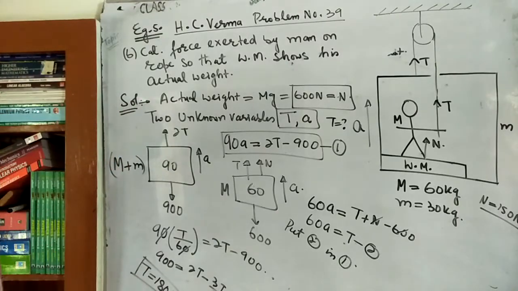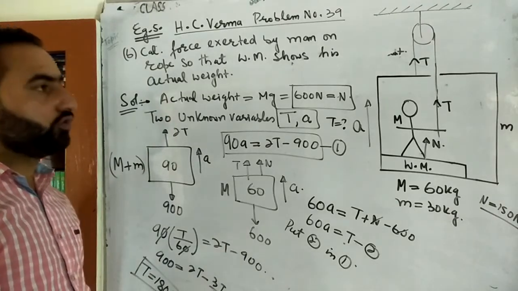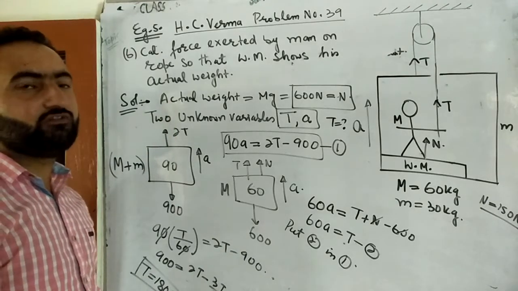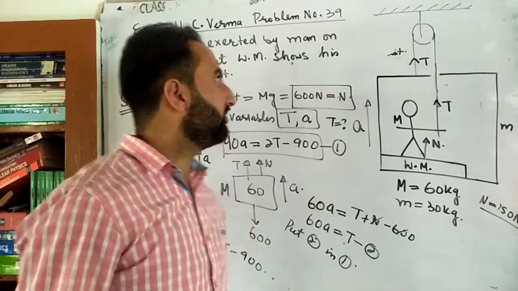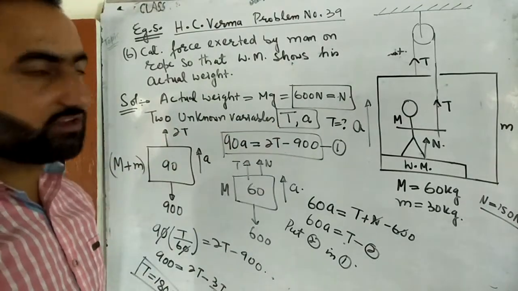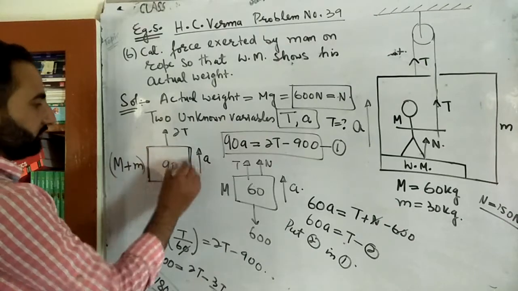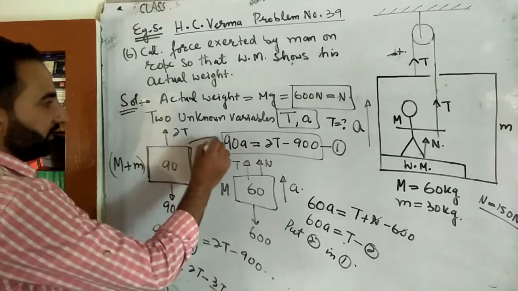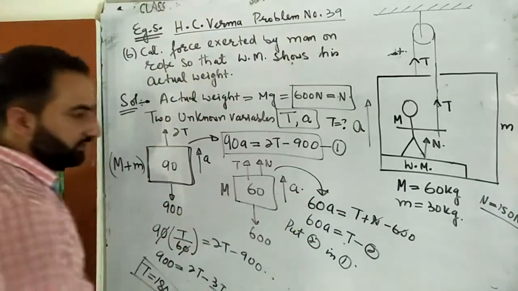Again I will repeat it. Wait a moment. So this is part B. The question is: what is the force exerted by the man on the rope so that the weighing machine will show the true weight, that is, the normal reaction must be equal to its weight, which is equal to 600 newton. That's it. And the unknown variables are two, that's T comma a. How many equations do we require? 2. So one free body diagram, one equation here; this free body diagram, this equation.